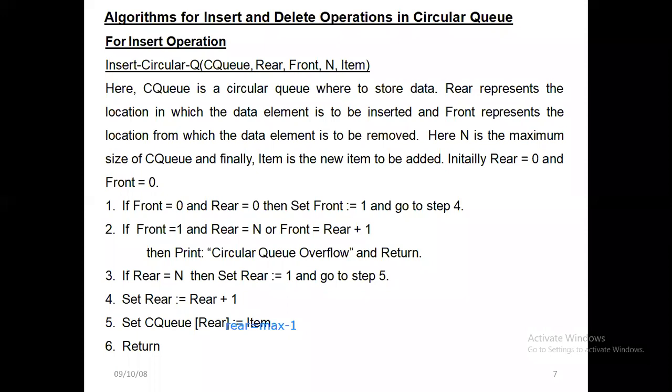you can talk about the parameters also here. CQ is a circular queue where data is stored. Rear represents the location in which data is to be inserted, and front represents the location from which data is to be removed. That you know. Here n is the maximum size of the circular queue, and finally item is the new item to be added. Initially rear is equal to 0 and front is equal to 0. Now see, if front is equal to 0 and rear is equal to 0, then what?